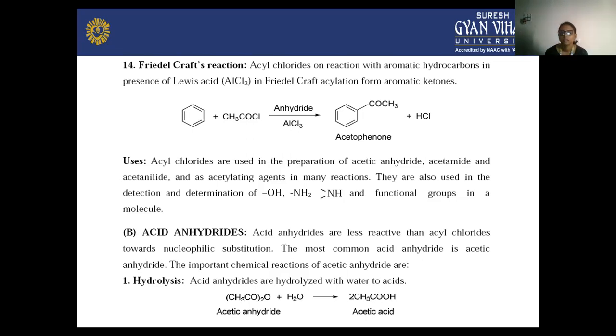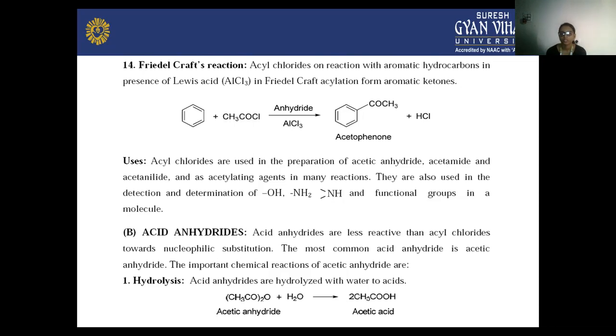So here you can see the aromatic hydrocarbon, which is benzene, reacting with CH3COCl, that is the acid chloride, in the presence of the Lewis acid AlCl3, aluminium chloride, and there is a formation of a ketone. This ketone is acetophenone, which is an aromatic ketone. HCl is also formed.